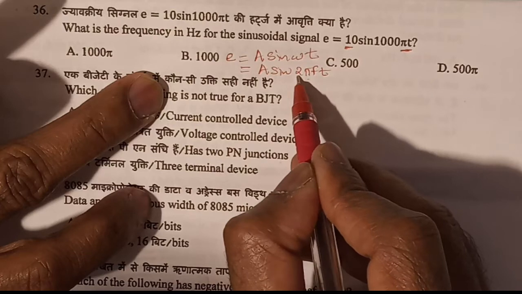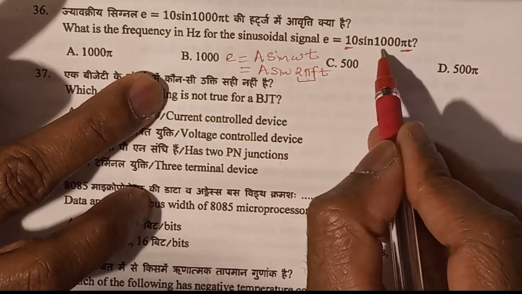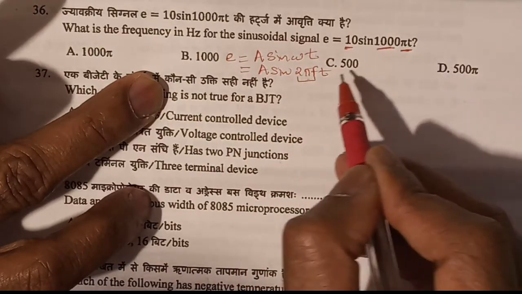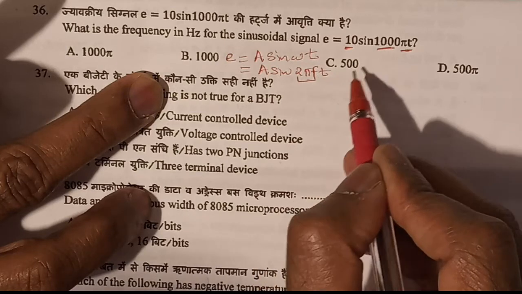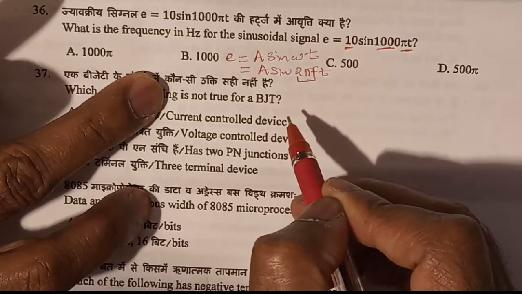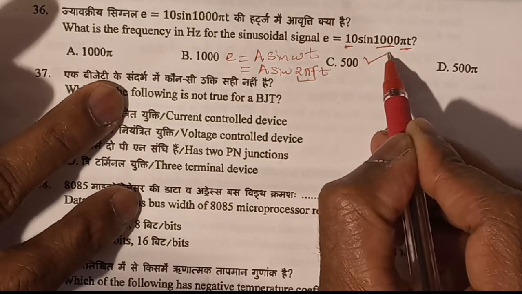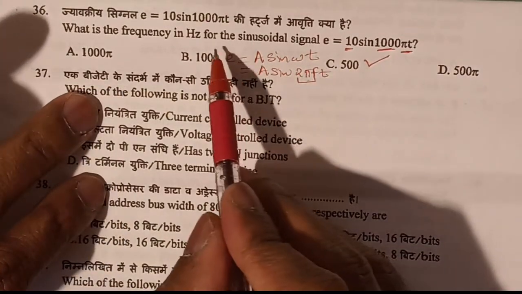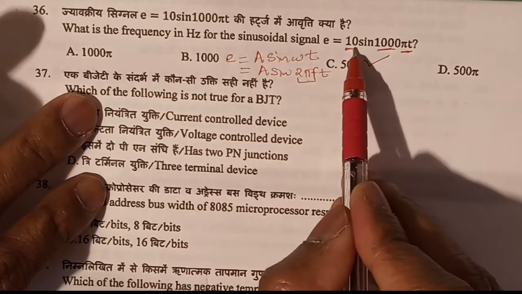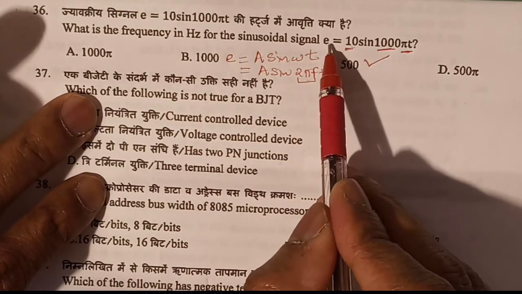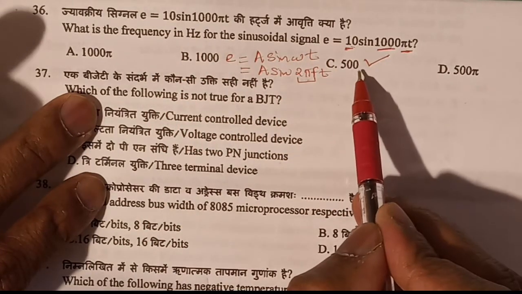2f. 2 in place of 2f, here 1000 is there. So f equal to 1000 divided by 2. So the answer is 500. Answer is 500. So the frequency of whatever the waveform given by this equation is 500 Hertz.